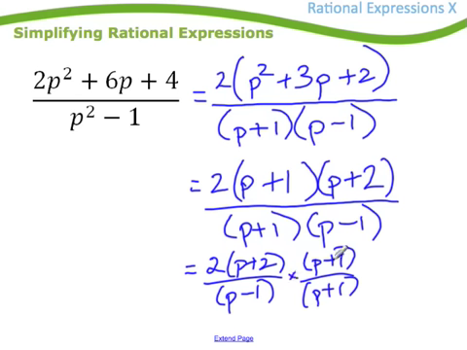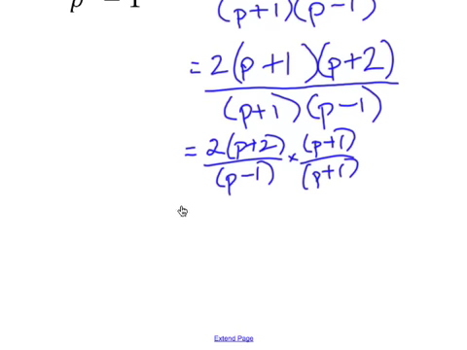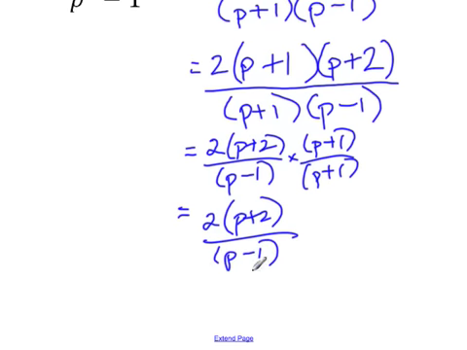Okay, there's a times there. Since these are exactly the same, that's a factor of 1. So my final solution will simply be 2 times p plus 2 over p minus 1. This will be my simplified version of that, since this is simply 1.